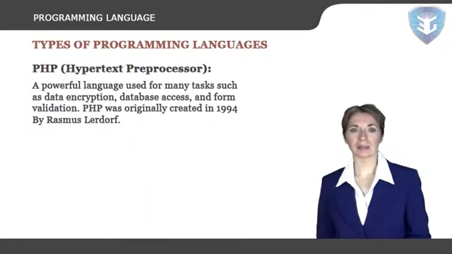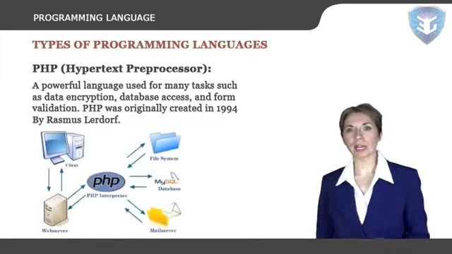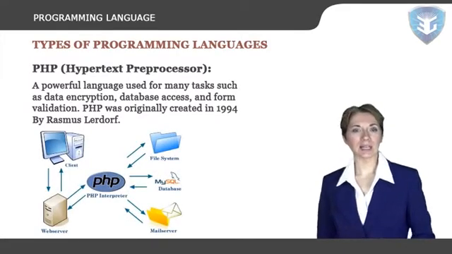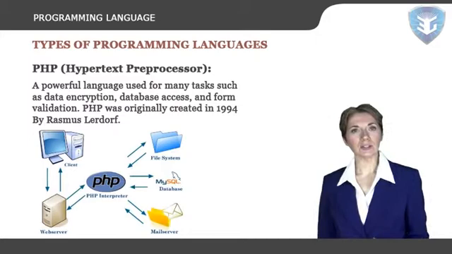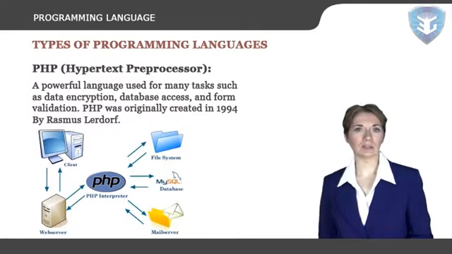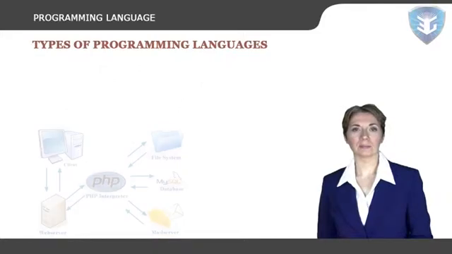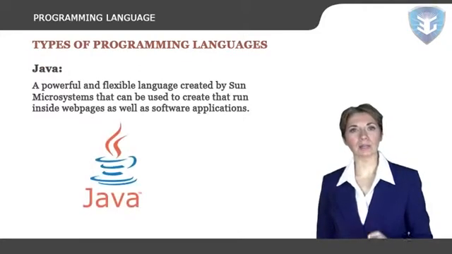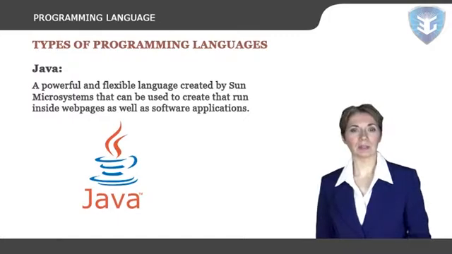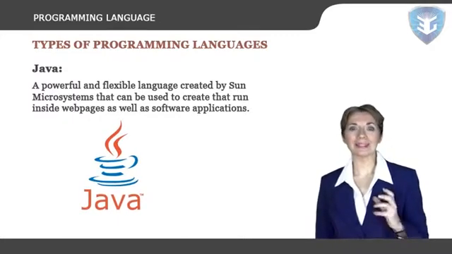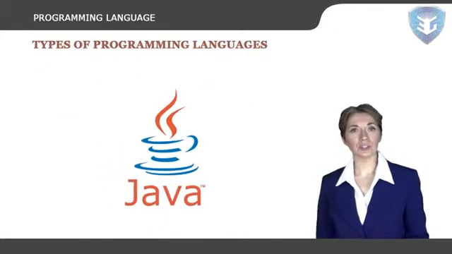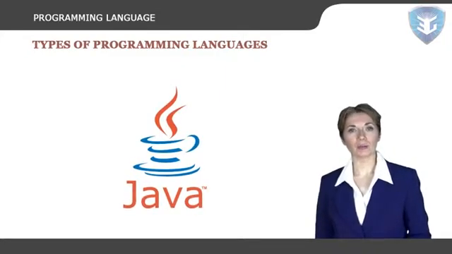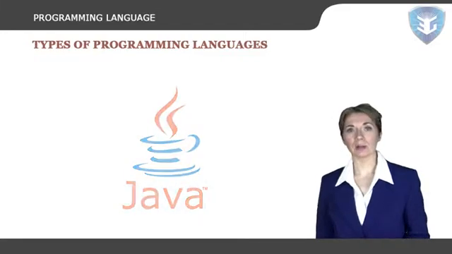PHP, Hypertext Preprocessor, a powerful language used for many tasks such as data encryption, database access, and form validation. PHP was originally created in 1994 by Rasmus Lerdorf. Java, a powerful and flexible language created by Sun Microsystems that can be used to create what runs inside web pages, as well as software applications. Things we can do with Java include interacting with the user, creating graphical programs, reading from files, and more.